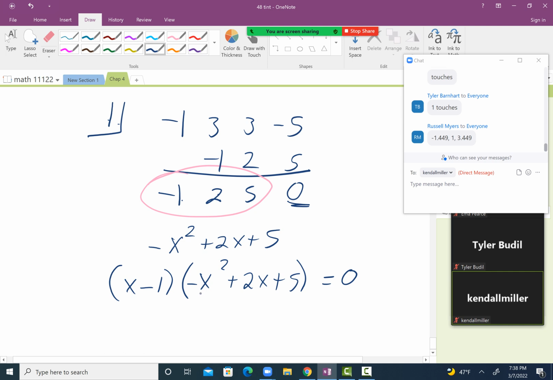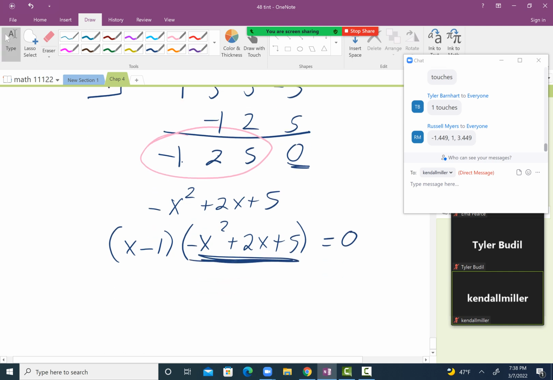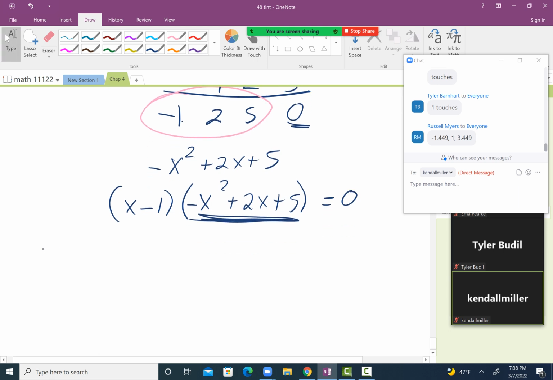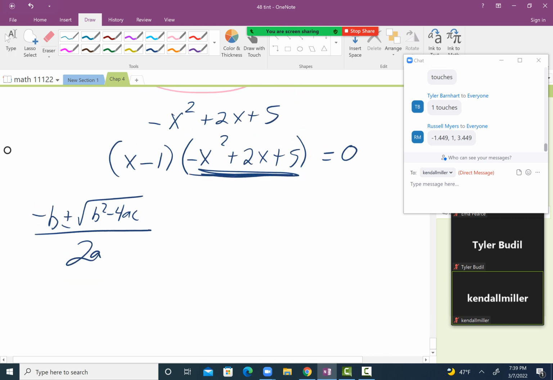So what we want to do now is take and solve this part. But it's a quadratic, so we just use the quadratic formula on it. How about that? That's exactly why we reviewed it.